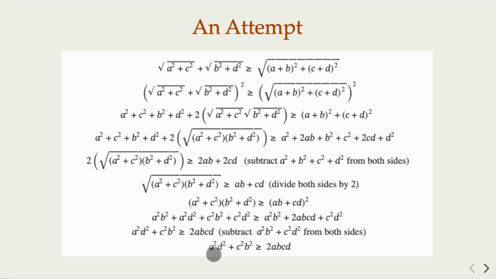Now here, of course, finally this is going to be obvious. The whole thing is x squared plus y squared greater or equal to 2xy. All right, so a reasonable solution. However, there is a better solution.